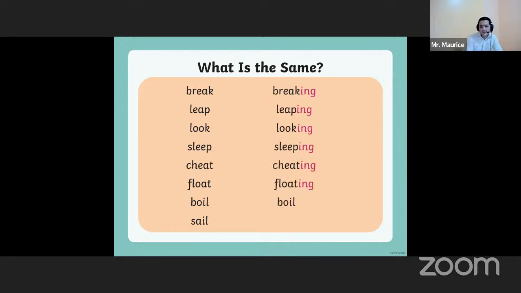Ok, tenemos otros tipos de verbos. A estos de aquí, pues, también simplemente se les va a añadir el ing. Break, live, look, sleep, cheat, float, boil, sail. So we add the suffix ing to the base form. Nice. Let's move on to the next part.